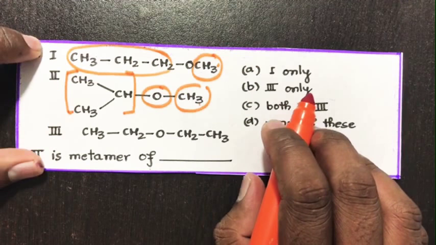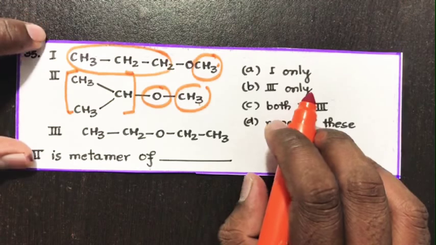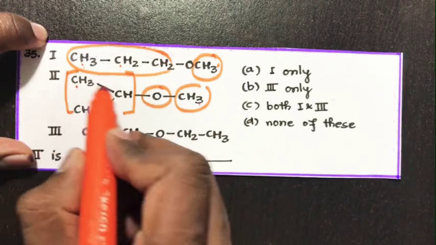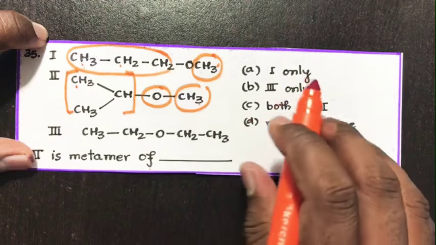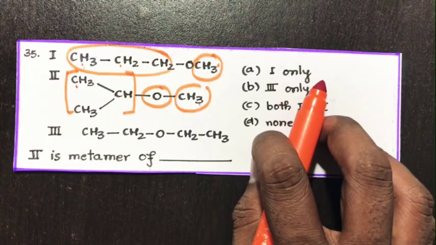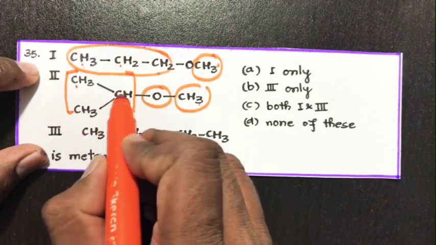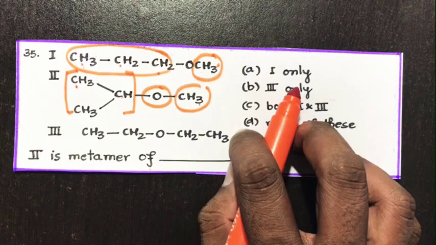So in this case they both will be positional isomers, because it has 1 2 3 carbon, and it also has 1 2 3 carbon in their parent chain, and the methoxy, that is the substituent here, has a different position. In this case it is on first position, and in this case it is on second position. So 1 and 2 are not the metamers, 1 and 2 are the positional isomers.